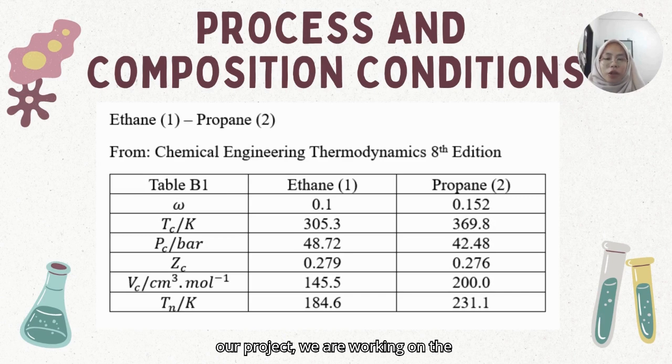For our project, we are working on the separation of a binary mixture of ethane and propane using flash distillation. This slide represents the basic physical and critical properties of each component, taken from Chemical Engineering Thermodynamics, 8th edition. These values are very important because they define how each component behaves under high pressure and temperature, which directly affects how we model the vapor-liquid equilibrium. All of this data will be used in our later thermodynamic equations.